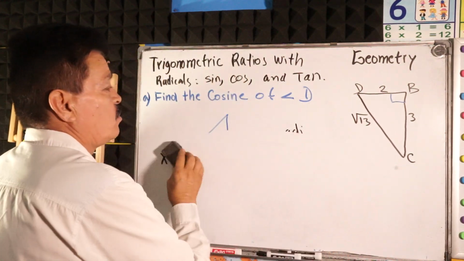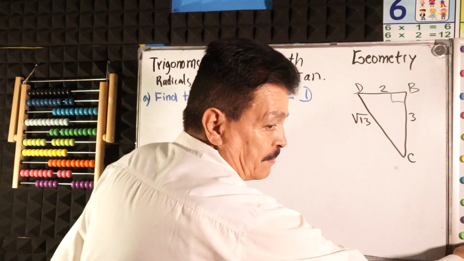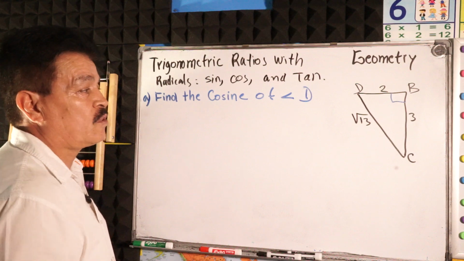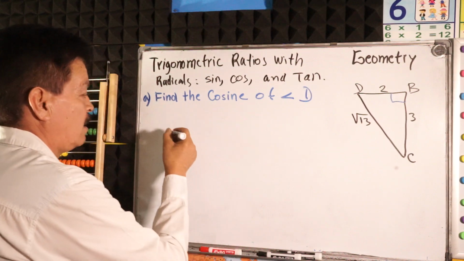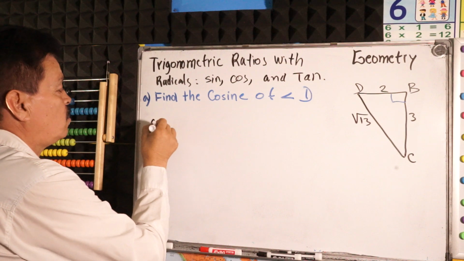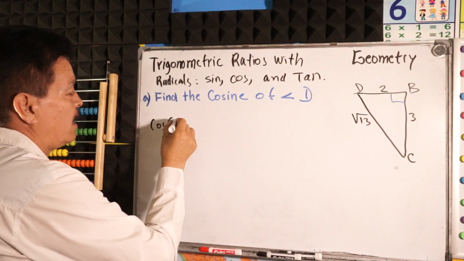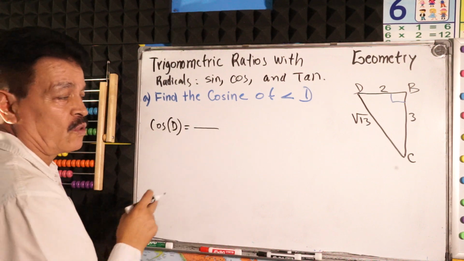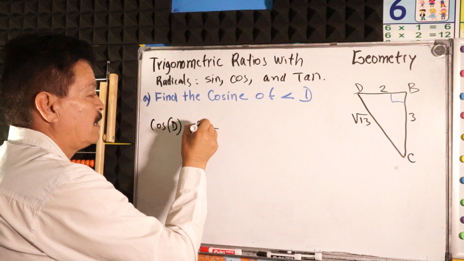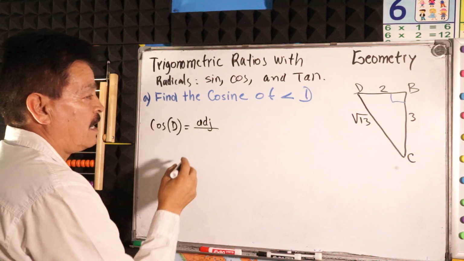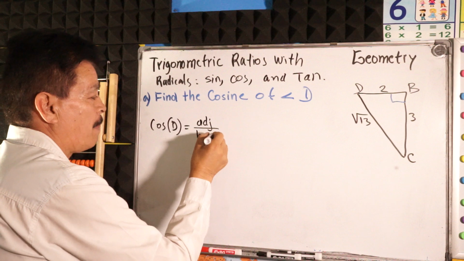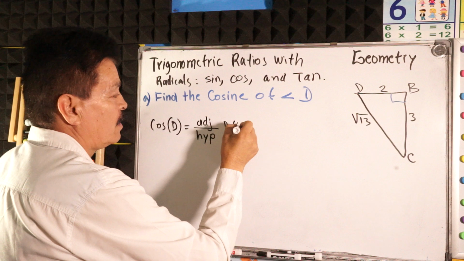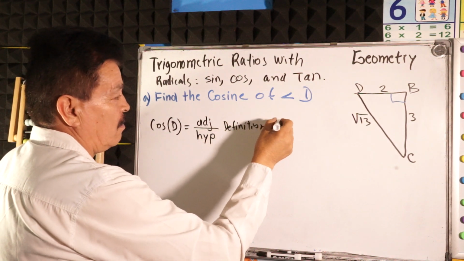This is our definition for cosine. Let's try to find the answer. For our first problem, the first step is to write the definition first. The definition of cosine: cos of angle D equals, like I told you, the adjacent side over the hypotenuse.